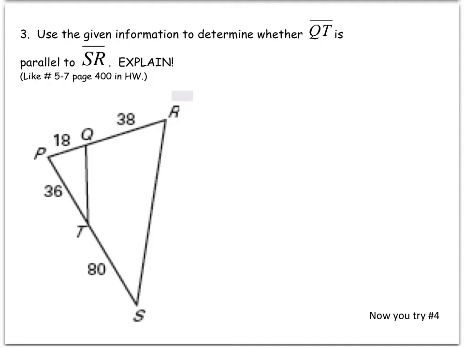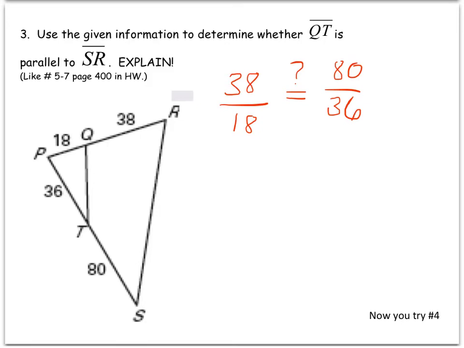So now we want to show, is this parallel? Well, we're looking at QT and RS. And now notice in the picture, no, these do not look parallel at all. But do not depend on a picture ever. Trust the numbers. So I can set up my ratio. We've got 38 divided by 18 should be equal to 80 divided by 36. Now I'm going to put a question mark over that equal sign because I'm not sure about that yet. I need to check that.